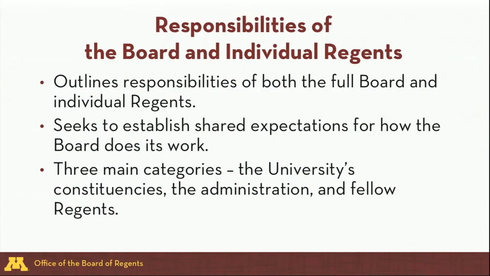As we look at the responsibilities of the board and individual regents, that's the companion policy I mentioned earlier. It does several things. It outlines those responsibilities. It clusters them into the board's responsibilities as an entity, and then individual responsibilities. And it really seeks to establish shared expectations for how the board will accomplish its work. And so that's the gist of it. There's certainly lots of text in that policy, and we can talk through any part of that. But General Counsel Peterson also has a nice way to summarize it a little bit.